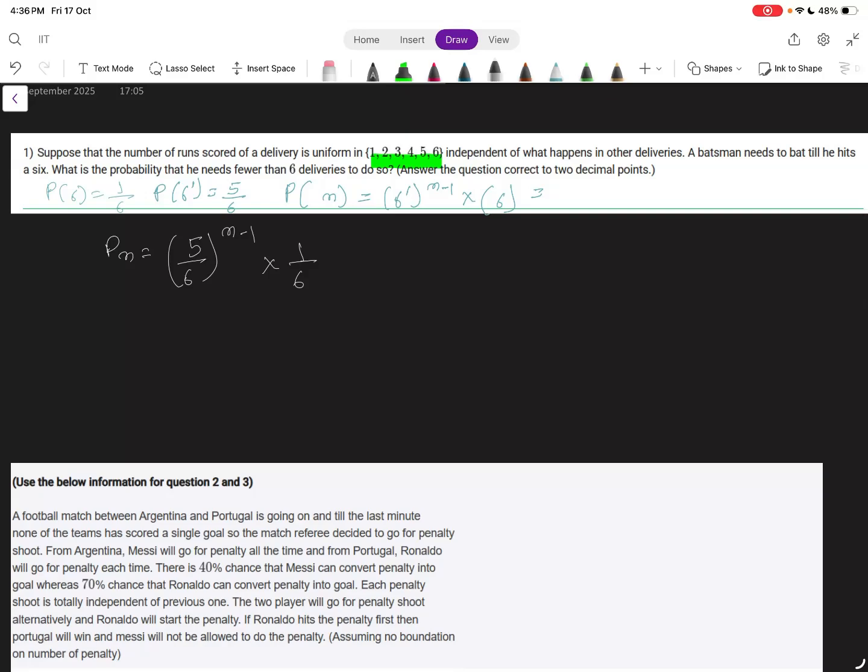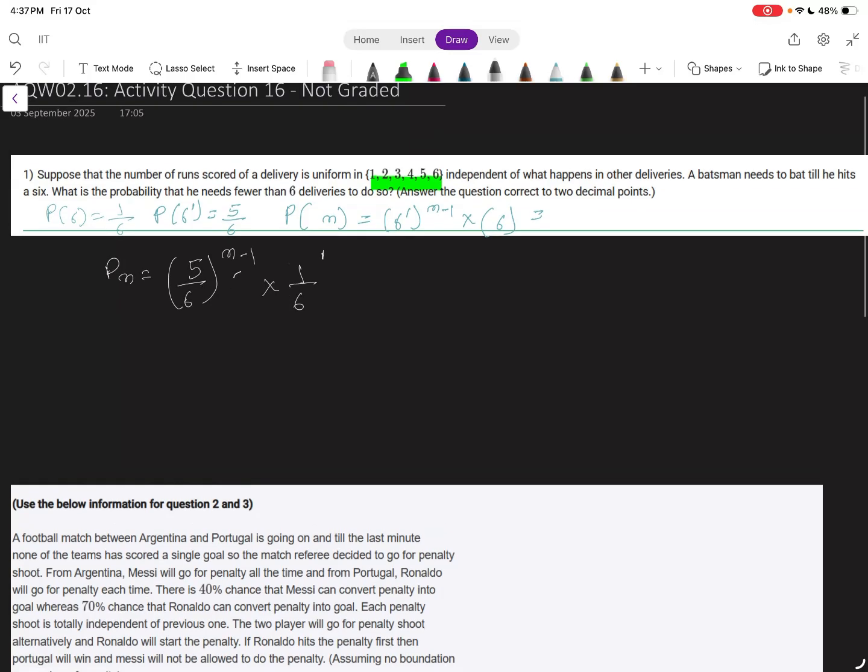And why did we take 1 here? Because we are only talking about one 6, not any more 6s: one 6 before the 6th delivery. So you have 1 here, and it is going to be 1 here as well. When you solve this, you get the probability for n.